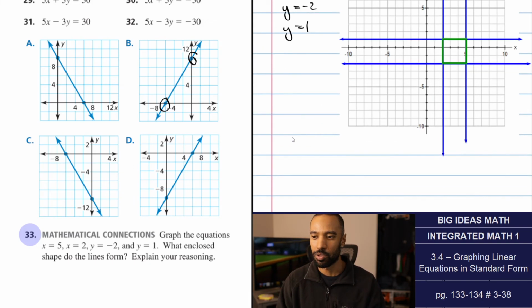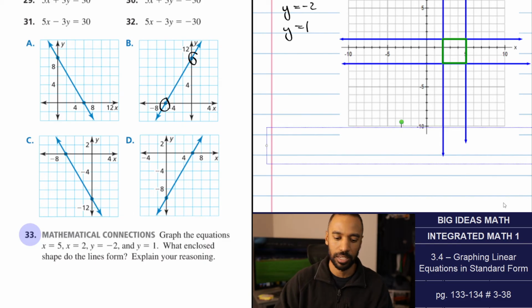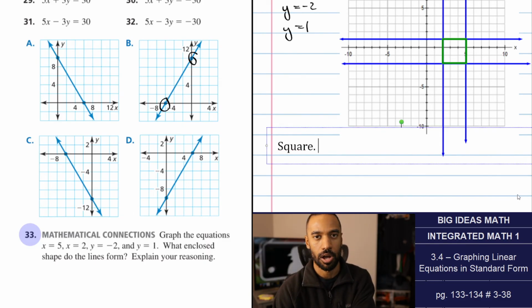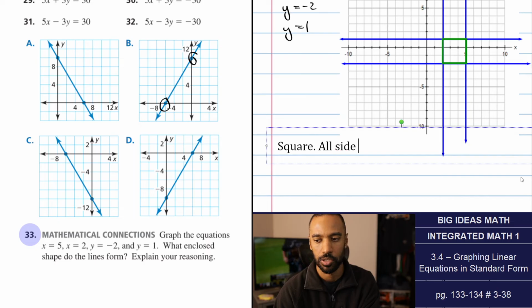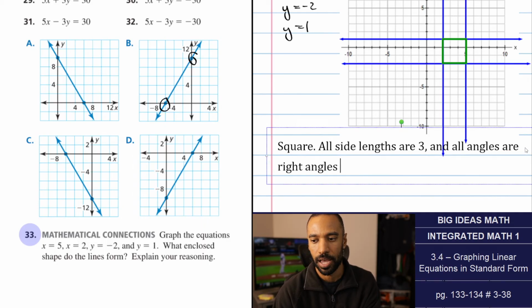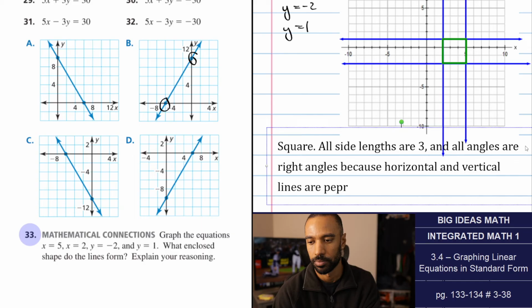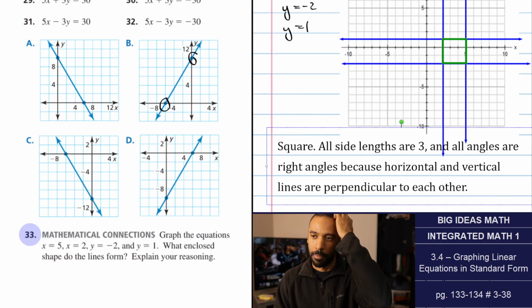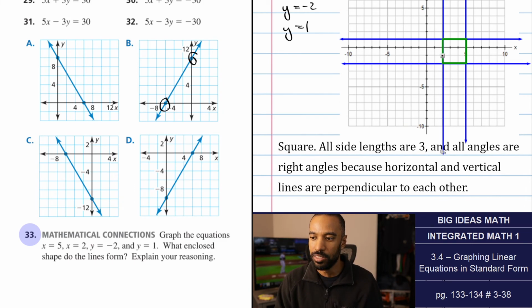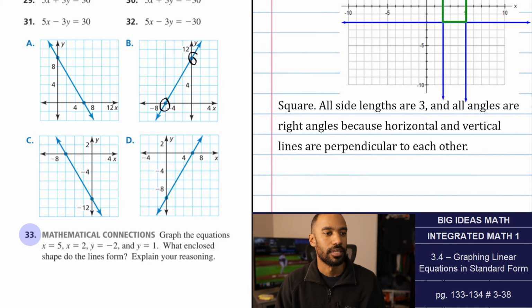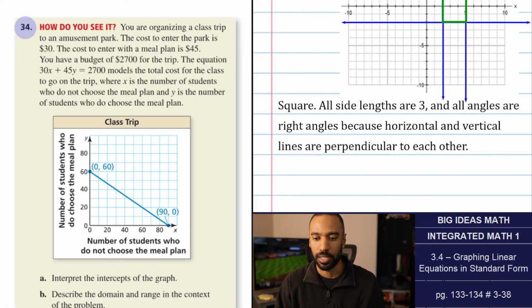It says explain your reasoning. All angles are right angles because vertical and horizontal lines are perpendicular to each other, and all side lengths are 3. All side lengths are 3, and all angles are right angles because horizontal and vertical lines are perpendicular to each other. Okay, number 34.